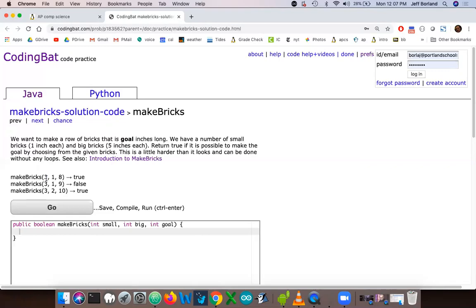So if we had 3 small bricks and 1 big brick, and we're trying to make 8 inches, can we do that? Well, it says we can. The answer is true. Well, how would we do that? Well, we use the 1 big brick. That gives us 5 inches. And then 3 of the small bricks, which is 3 inches. 5 plus 3 is 8. That worked. If we had 3, 1, and 9, you could not make a 9-inch wall.